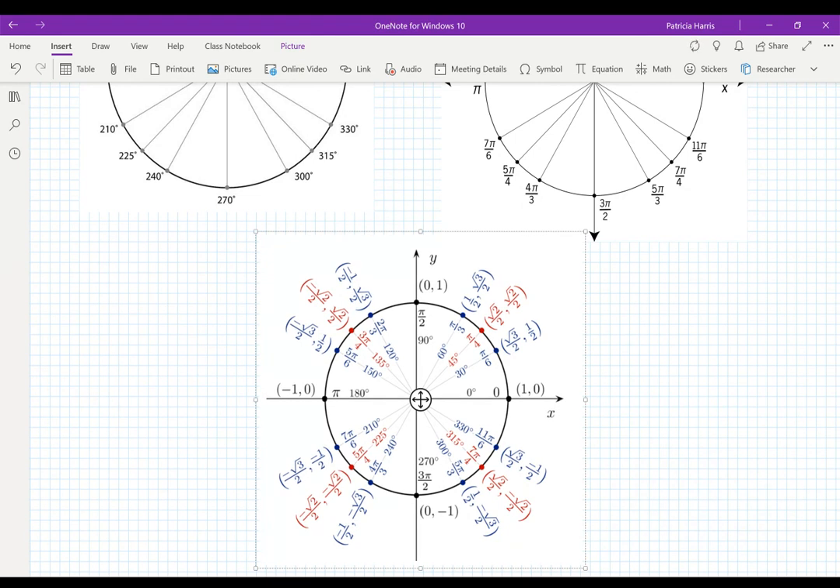Now, I will tell you this, once you use it enough, you will kind of naturally memorize it. Again, this has the radian and the degree measures right next to each other, and it also has the coordinate points. Hopefully that was helpful, and I'll see you later.